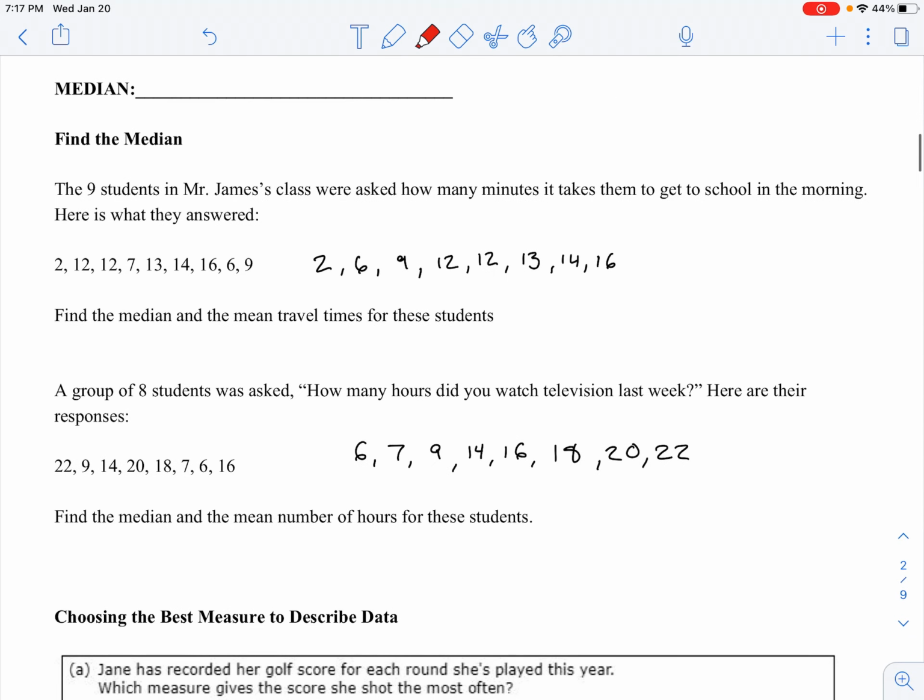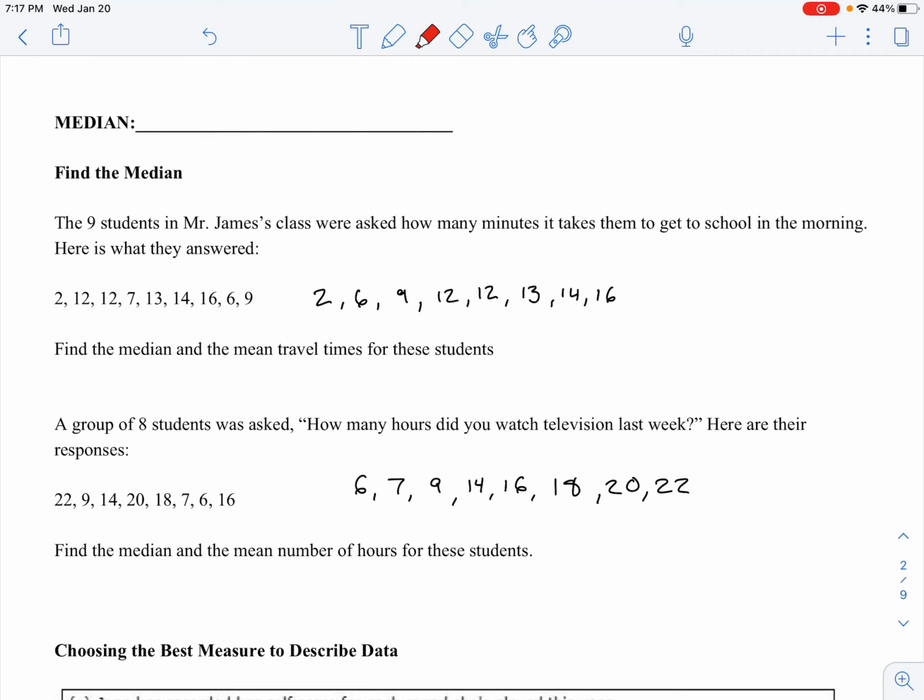Next one, the median. I didn't put a definition down for the median. I'm just going to say it to you. You guys can write it. I want to keep this short. But the median is the middle number when you order your numbers from least to greatest, like I've done here. It's the middle number when you order them from least to greatest.